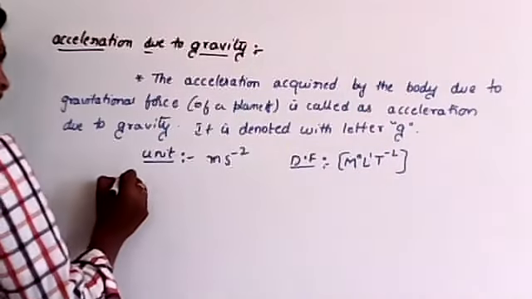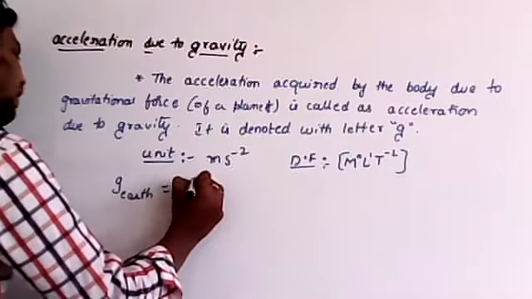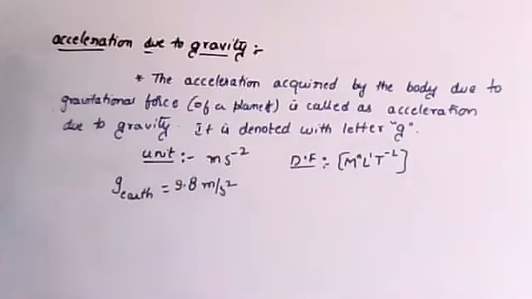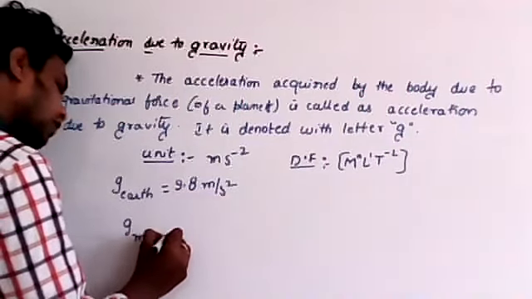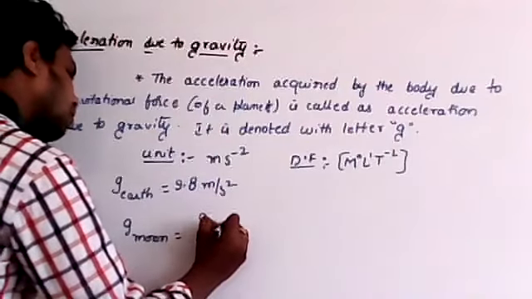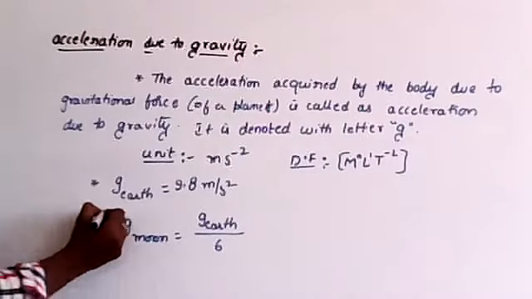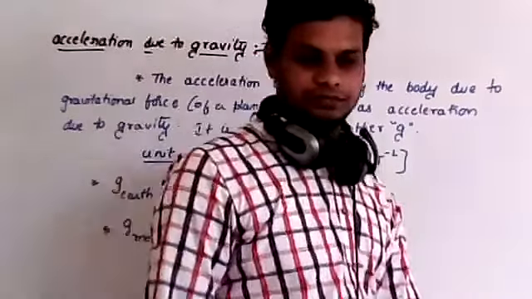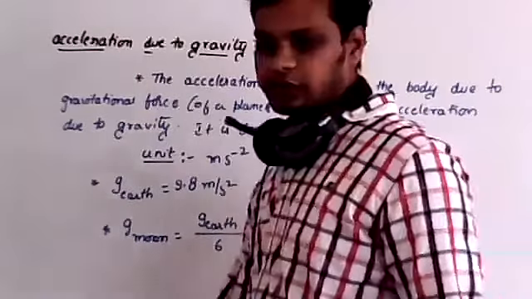Now remember, acceleration due to gravity for Earth is 9.8 meter per second square. And acceleration due to gravity for the moon is the acceleration due to gravity of the earth divided by 6. These 2 points are things to remember. Now shall I move to the next point?